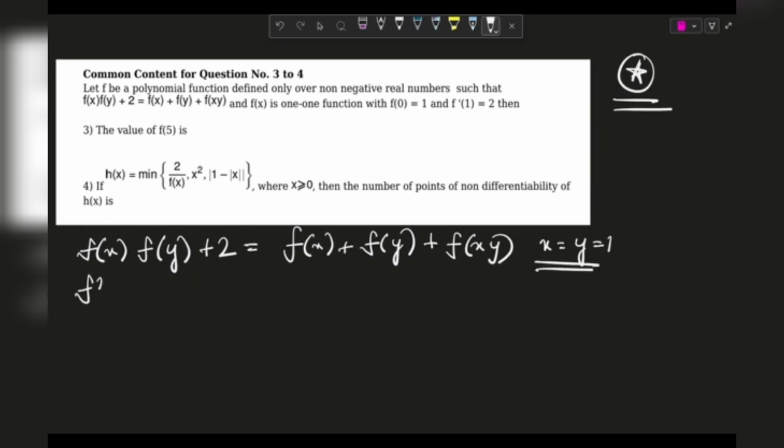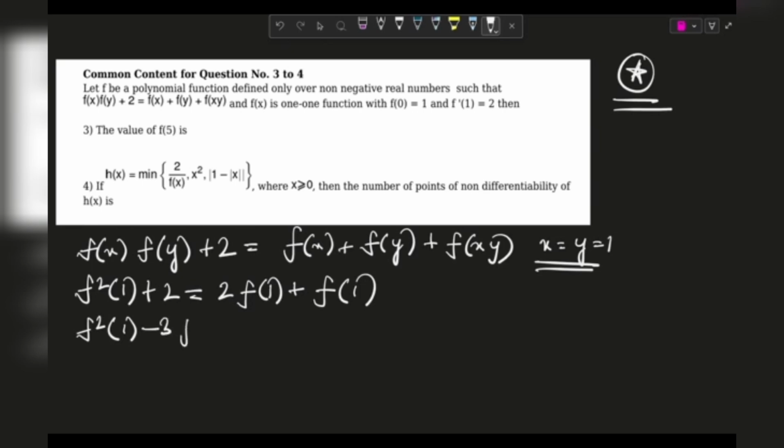So this becomes f square 1 plus 2 equivalent to f of 1 plus f of 1 is 2 f of 1 plus f of 1. So basically it's coming out to be a quadratic. So f square 1 minus 3 times f of 1 plus 2 is equal to 0. This is pretty easy to solve. Directly, f of 1 will come out to be 1 and 2.